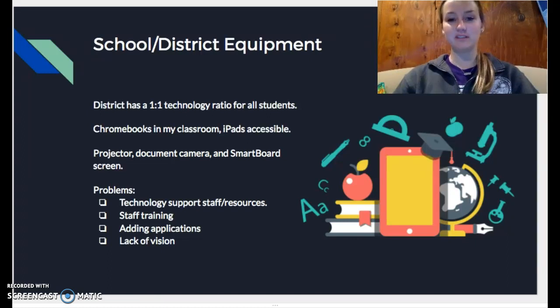Staff training, we don't do a lot of staff training on technology. No one trained me in how to use the document camera or anything like that. Luckily, I was able to figure it out, but still I think we should be training staff on that.